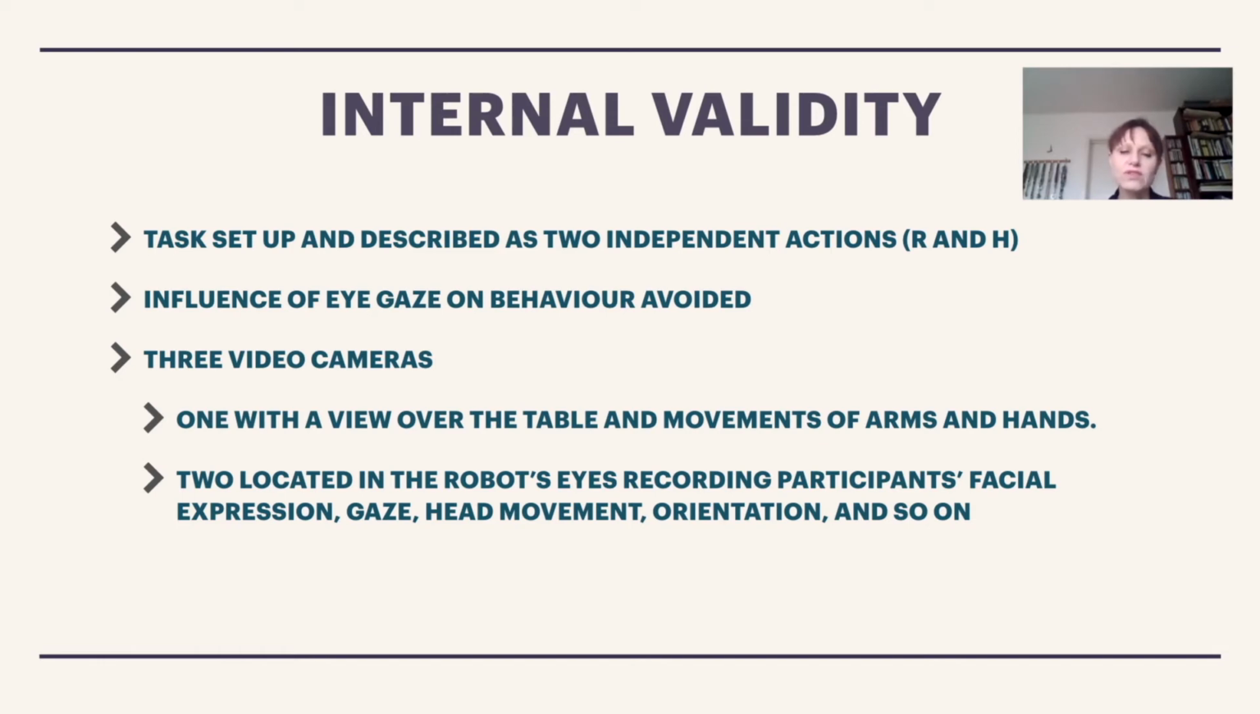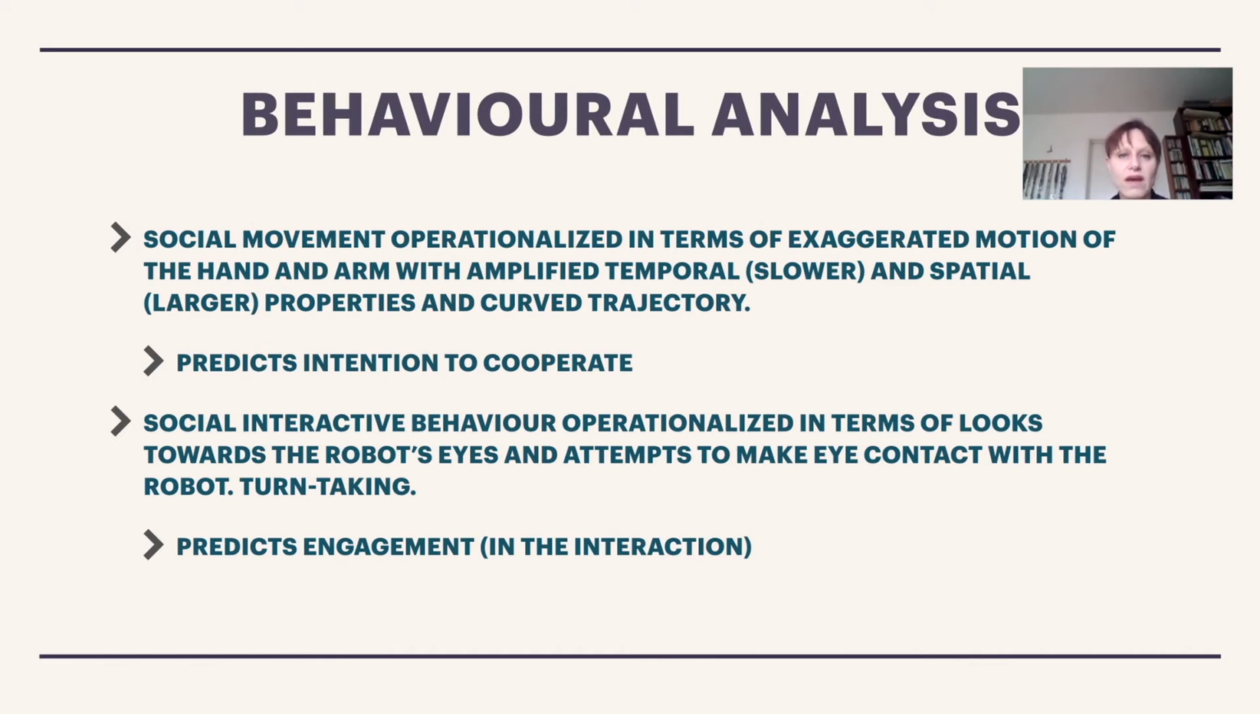What is important about this setup of the experiment is that the task actually consists of two independent actions, and also we avoided an influence of eye gaze on the behavior. And then for the behavior analysis, we looked at social movement, which was operationalized in terms of this kinematic profile with social intention. And we looked at social interactive behavior, which was operationalized in terms of looks towards the robot's eyes, attempts to make eye contact and so on. And actually this is the kind of behavior that is used to measure turn taking, and it predicts engagement.